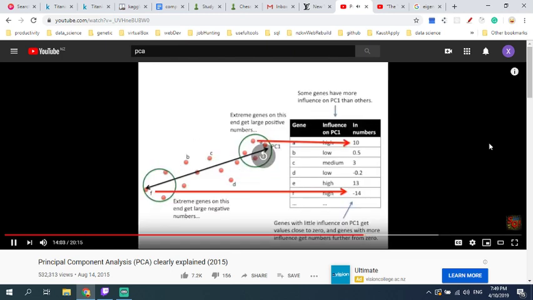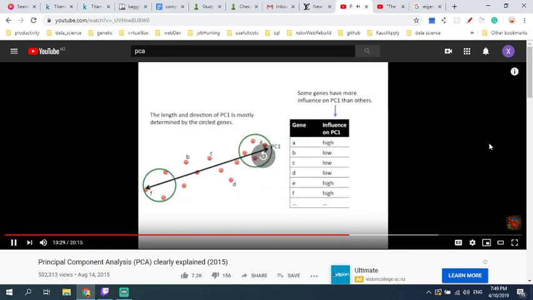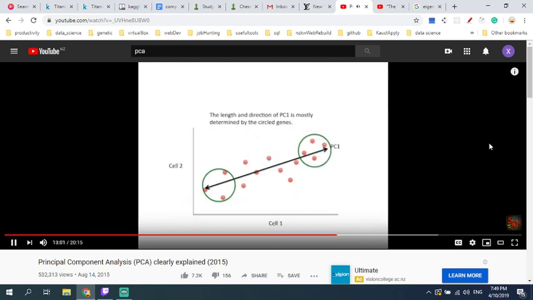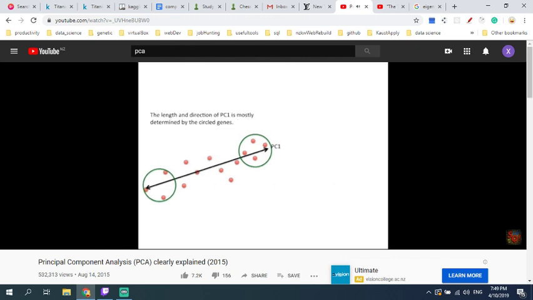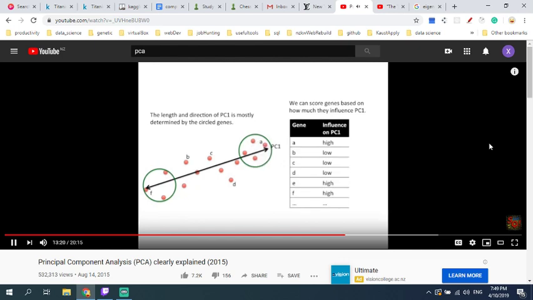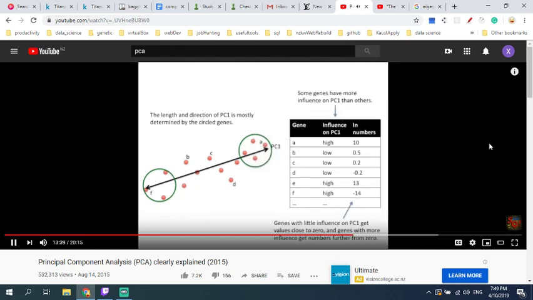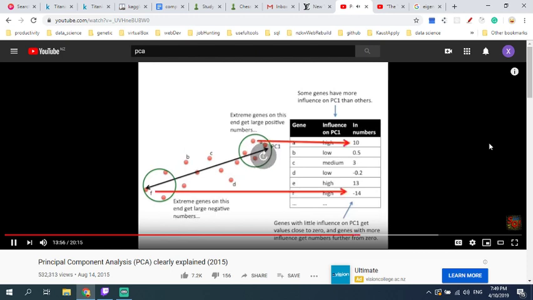Similarly, you might get a negative number. The lens components are mostly determined by the genes on the endpoints, the extreme genes. Now we're just going to move the graph over to the left side of the screen, and here's a list of genes. We could also use quantitative values, similarly large numbers but with different signs.